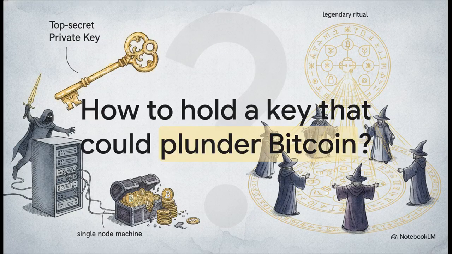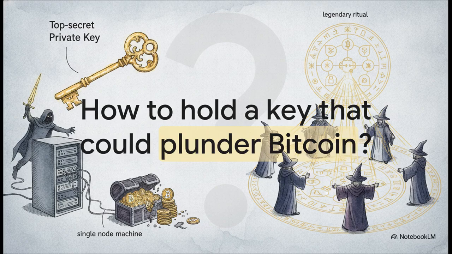Okay, let's dive into this, because here is the massive, glaring problem we're confronted with. A standard ECDSA seal requires a single, top-secret private key. It's the ultimate master key. If ICP simply gave this master key to a single node machine to hold, it creates a catastrophic single point of failure.